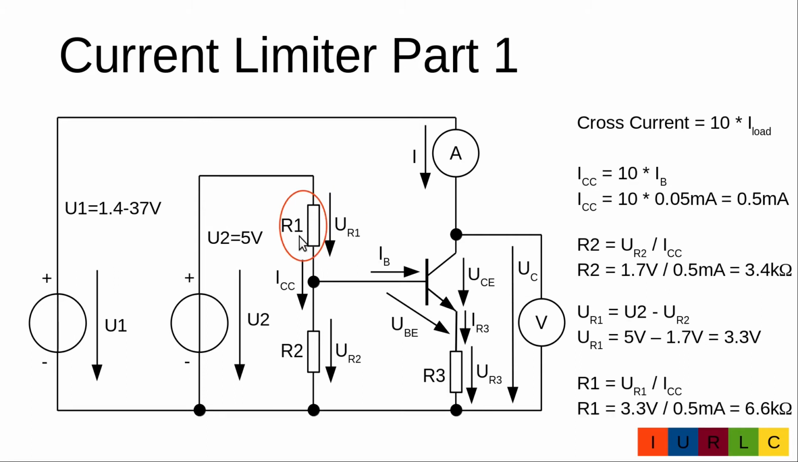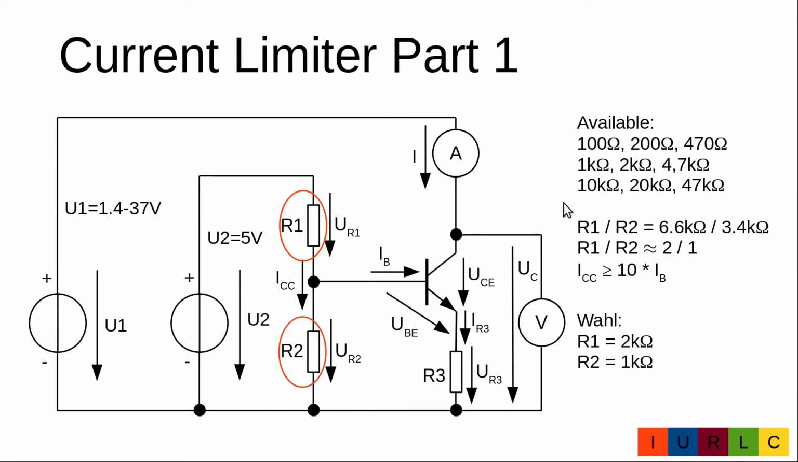The resistance of R1 is the voltage of R1 divided by the cross current. It's 3.3 volt divided by 0.5 milliamps, which is 6.6 kilo ohm. If we have these resistors in our collection, we can make serial and parallel connections of the resistors to get the 6.6 kilo ohm and the 3.4 kilo ohm. But this will lead to a lot of resistors. There's a better way to handle this.